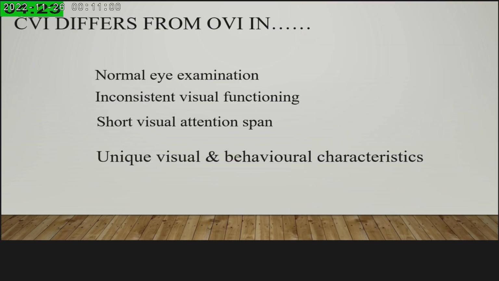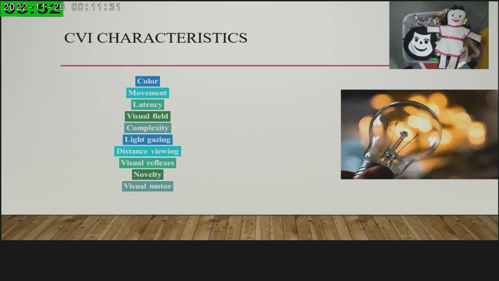Then we go on to look for certain characteristic visual and behavioral features of cerebral visual impairment. Before that, we should keep in mind that these children may have other developmental and cognitive issues. They may have a normal eye examination, but their visual performance may vary depending upon the time and place where you are examining. And also usually they have a short span of attention. So we go on to look at the usual 10 characteristics of cerebral visual impairment, which we'll discuss later.